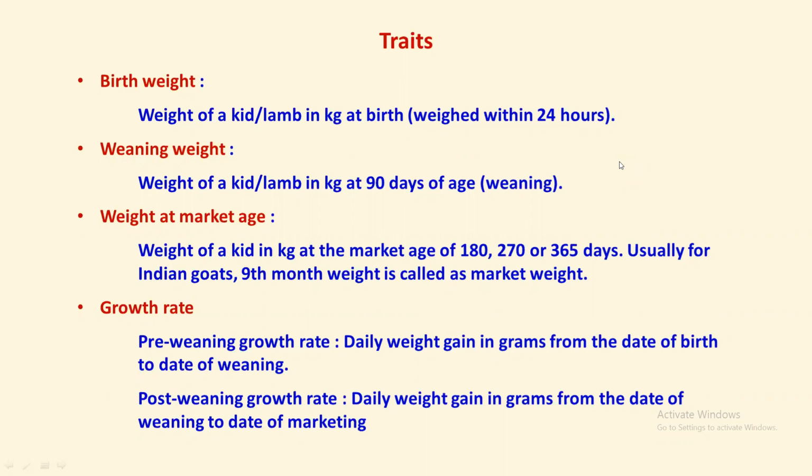Then weight at market age. Most of the time, ninth month weight is considered as the market weight. And the growth rate, you can generate by using daily weight gain in grams from the date of birth to the date of weaning. Then this growth rate is very important especially for the meat producing animals.